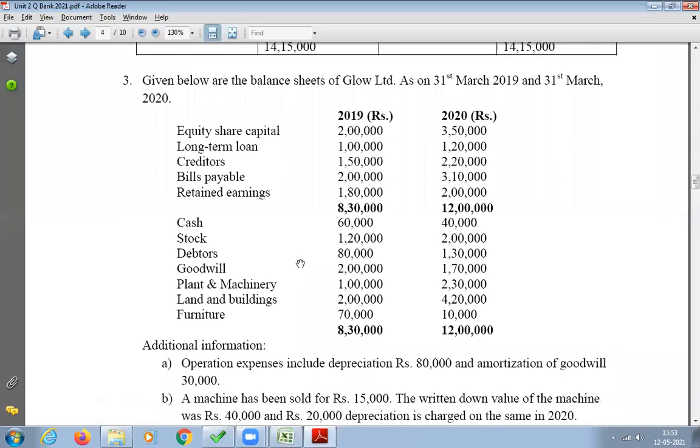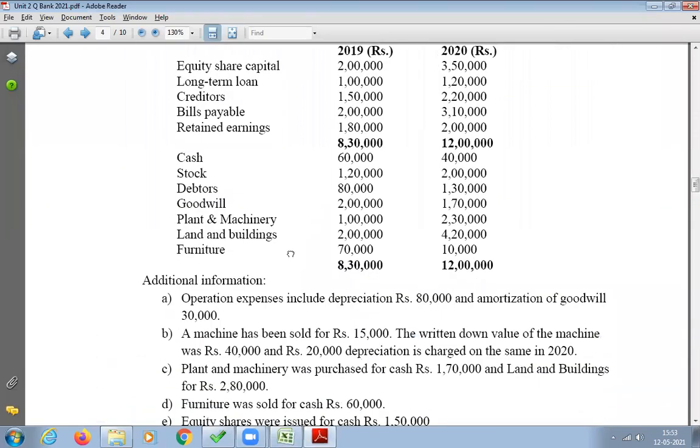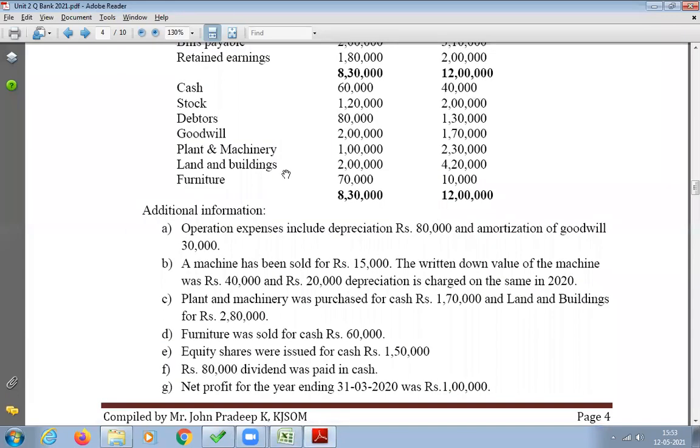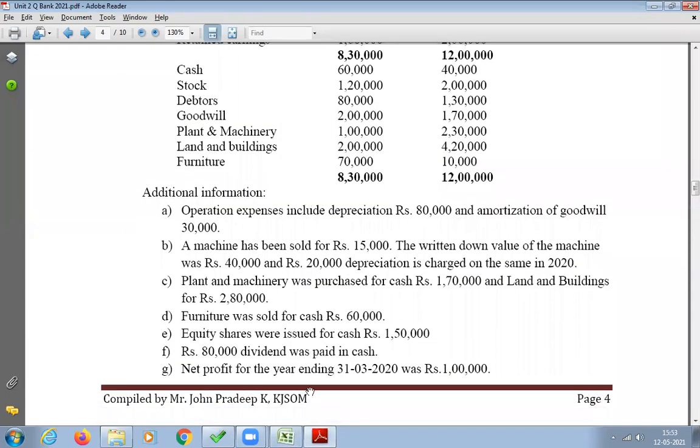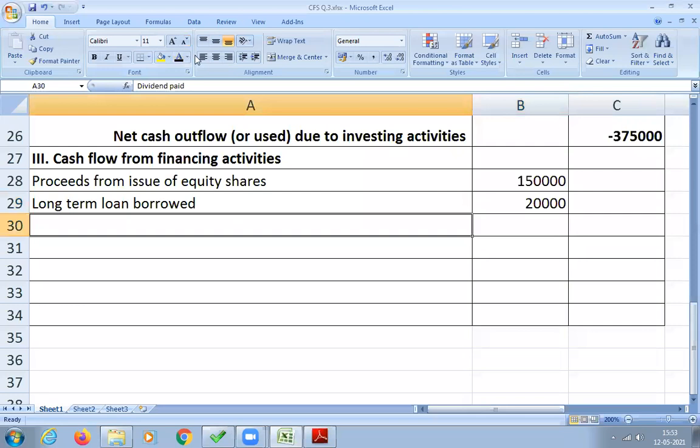Now you have to see any dividends paid or any interest paid. Yes, they have paid a dividend of 80,000. So write down dividend paid 80,000, plus or minus? Minus. Why? Because we are paying cash, the cash is going out. Clear? Anything else? Okay, now calculate the total, how much will you get?